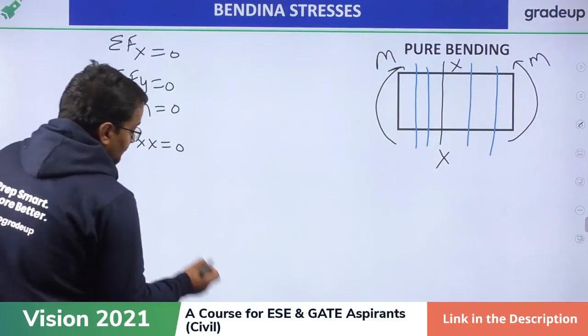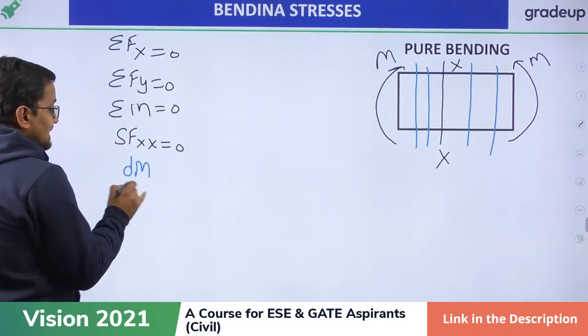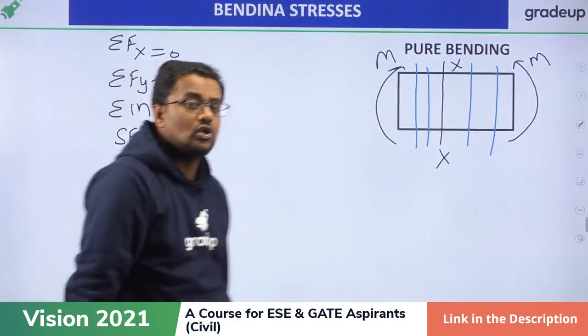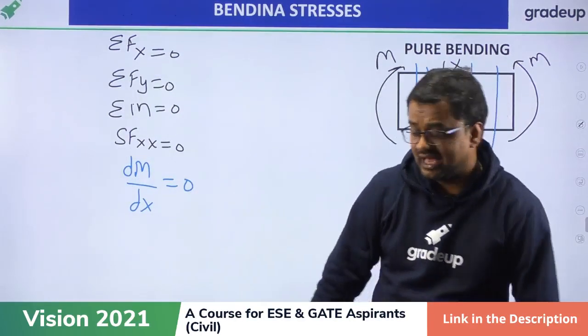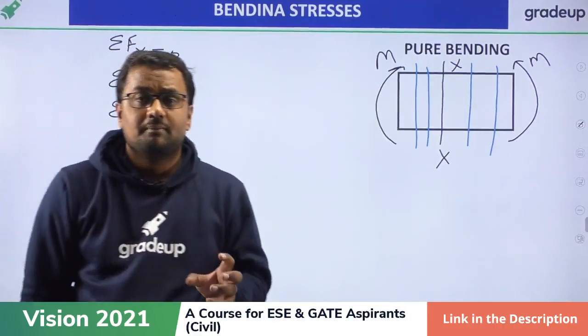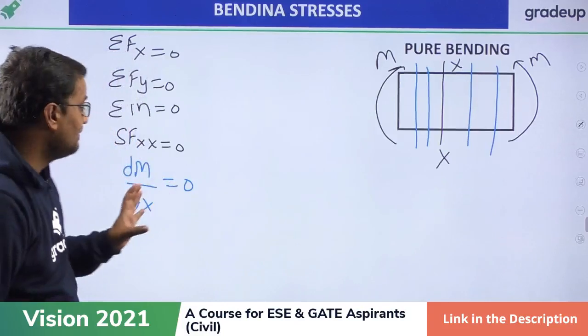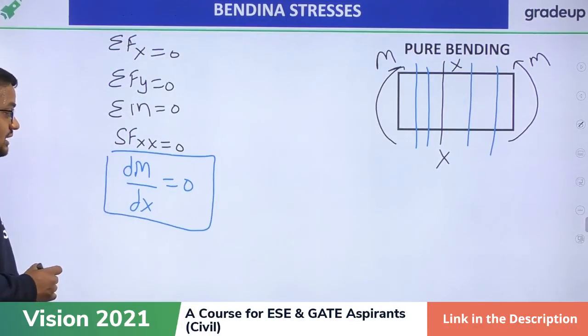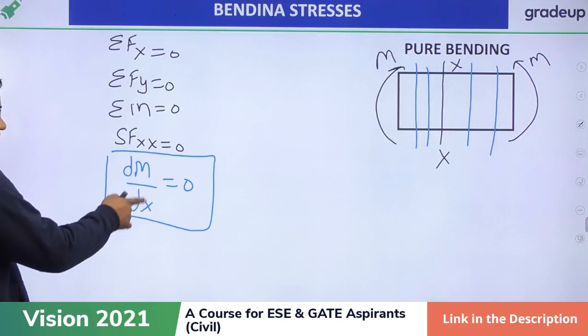My dear friends, dM by dx, M is bending moment. So differentiation of bending moment is 0. I can also derive that, but we will do it when we deal with full SOM in our course. Till then you assume that I have derived it and the bending moment slope is 0. So dM by dx is equal to 0. So this means that any differentiation is 0.